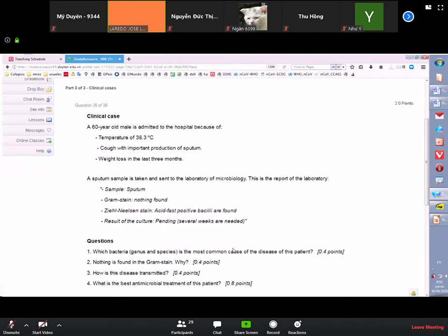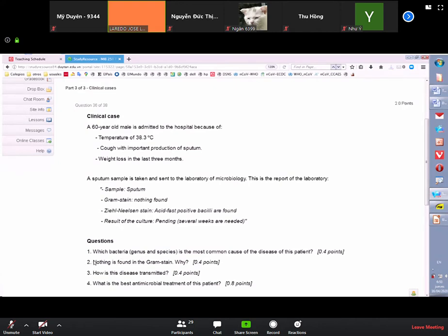Can you tell me? Tuberculosis? No. Mycobacterium tuberculosis. Yes. The genus is Mycobacterium. The species is tuberculosis, and you have to answer both words, okay? Genus and the species. Genus Mycobacterium, species tuberculosis.